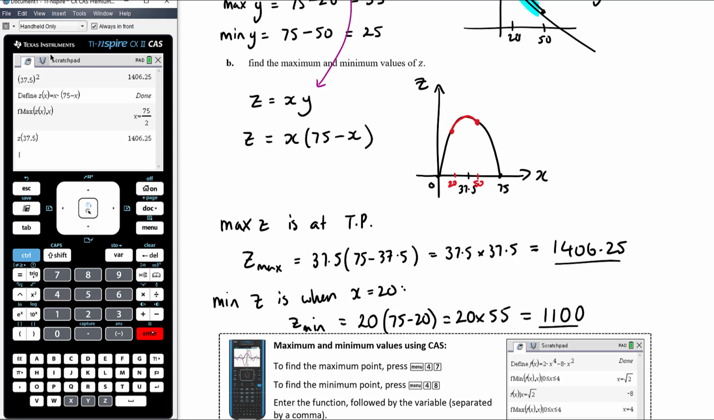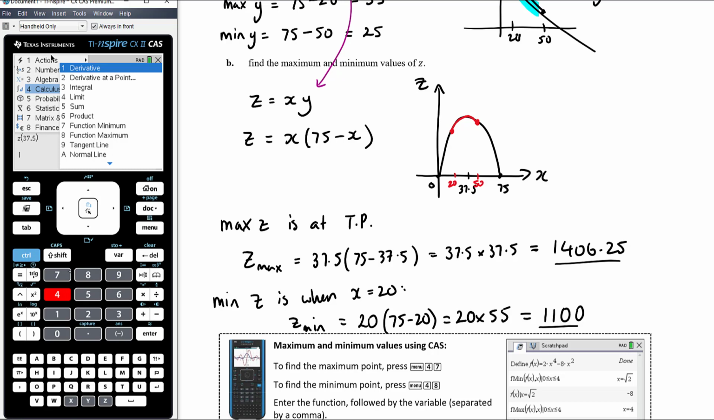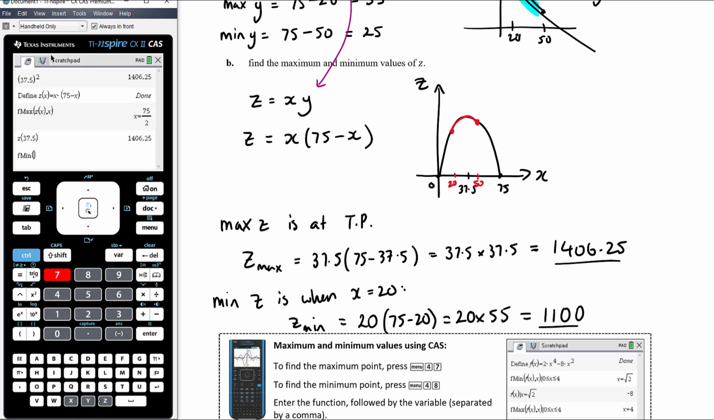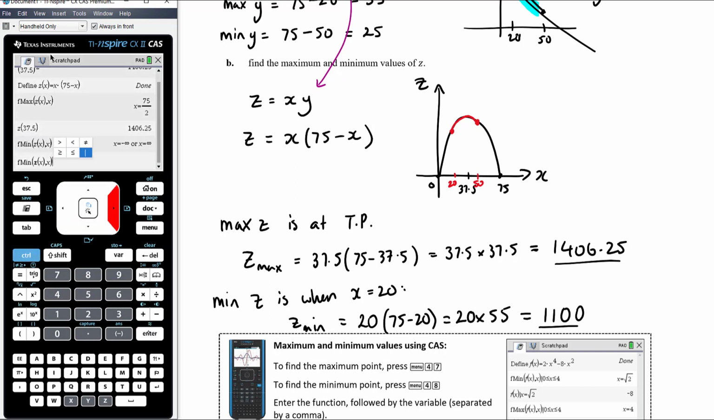Okay. If I did function minimum, so menu 7 for function minimum of z of x with respect to x, if I don't give it a domain, it's going to tell me the function minimum is when x equals positive or negative infinity, and that's because the parabola goes on and on forever and it gets lower down here. So I want to know the function minimum over the domain, so given that 20 is less than or equal to x, less than or equal to 50. And then it will tell me that the minimum is when x equals 20.